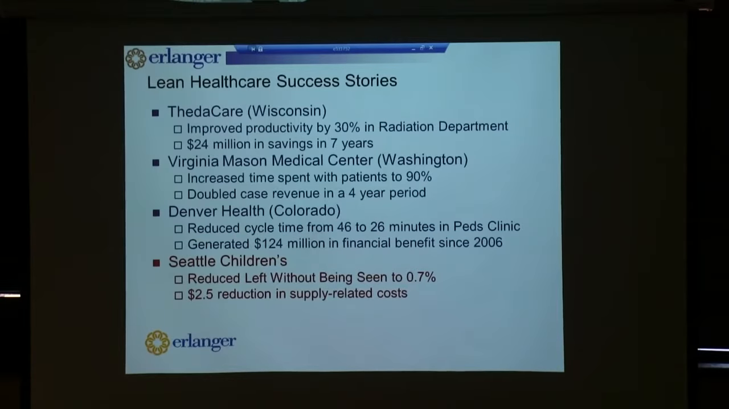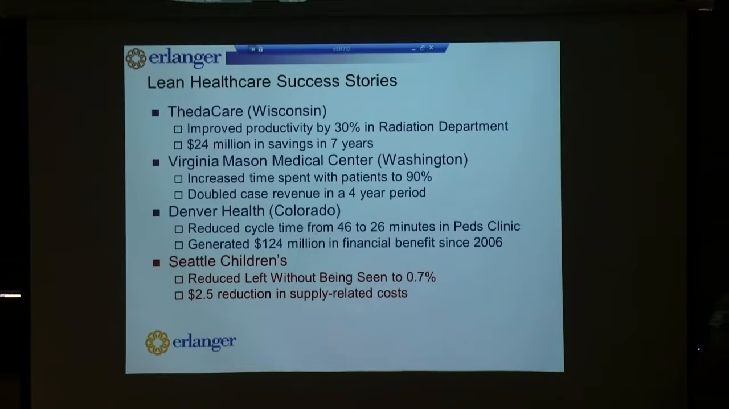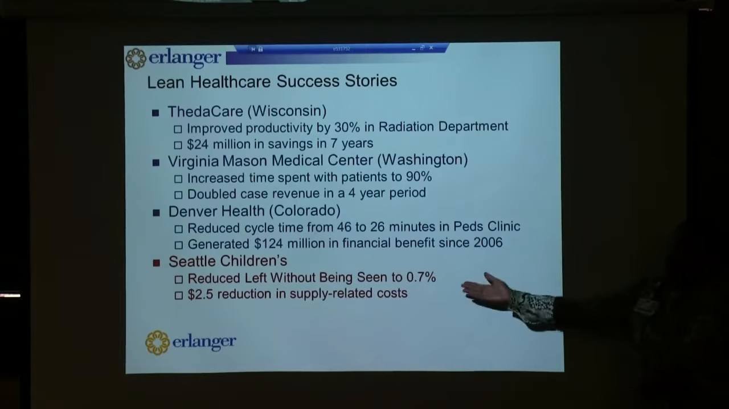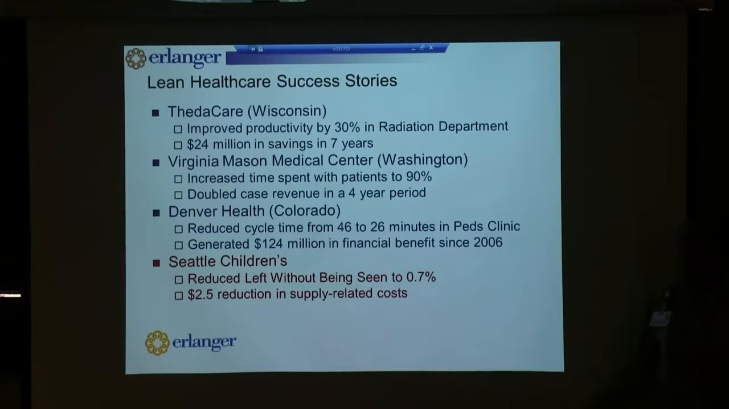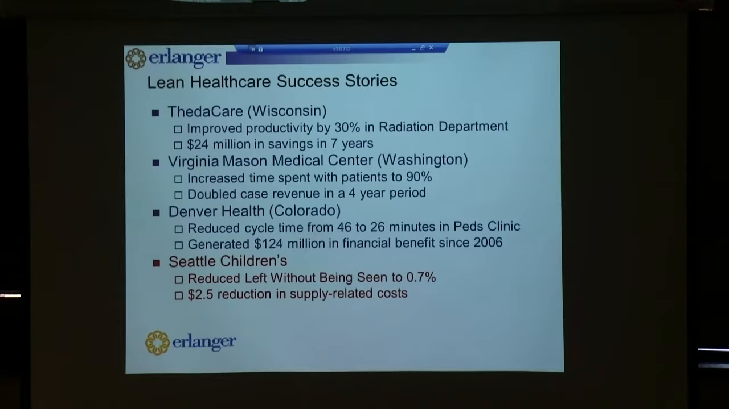Seattle Children's, last example, they reduced their left without being seen to 0.7%, which is huge. I think we're around 5%. So that's patients who come into the ER, they look at the waiting room, they make them sit for a while, and they say, you know what, I can't, I'm gonna leave. So that's not a good situation for the patient because they had a need that wasn't met. It's not good for Erlanger because we have patients that aren't able to meet their needs and they're dissatisfied. And while Seattle Children's is working on improving their processes, again, they saw a cost benefit. So that's a thread you'll see. In Lean, we're really focused on the processes, but as we're improving those processes, we almost always see a financial benefit.